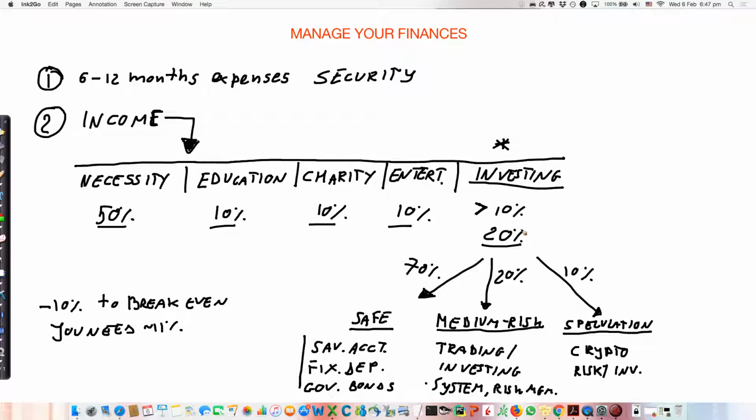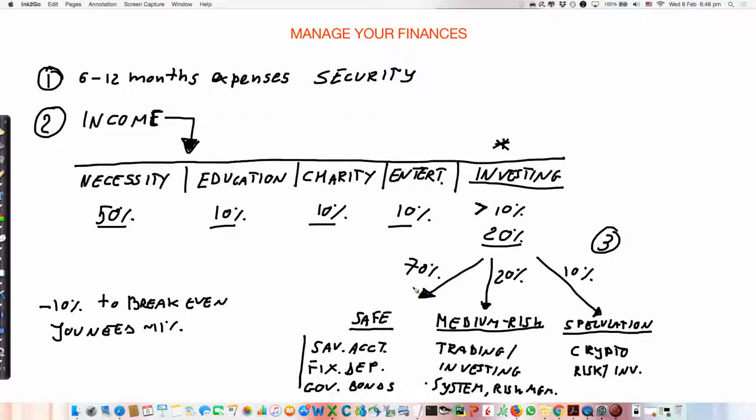And investing, again, minimum 10%. I would say 20% if you can, even more. Okay? Especially if you don't have much capital, it's better to save, because if you have a very small investing account, even if you make 100% on $1,000, it's still $1,000. It's not much, right?